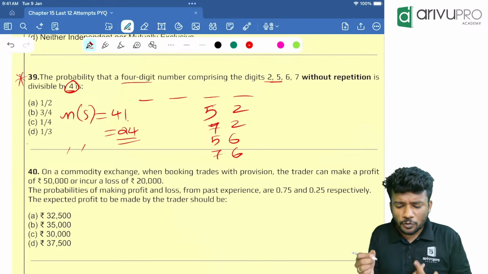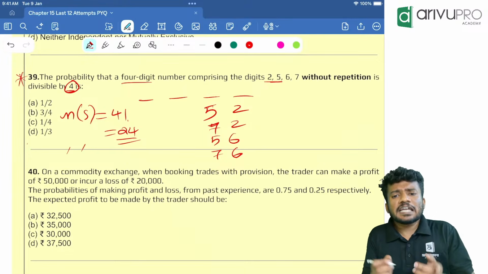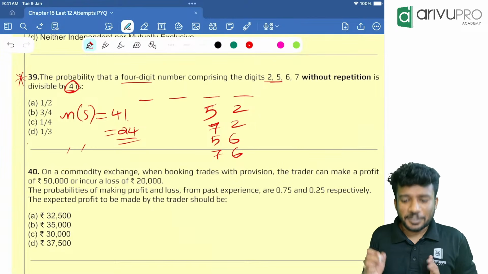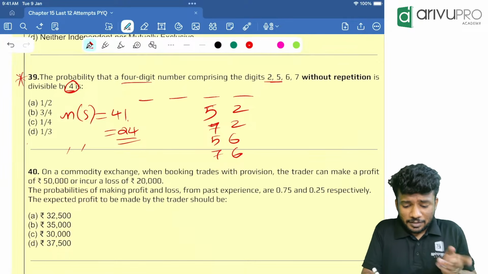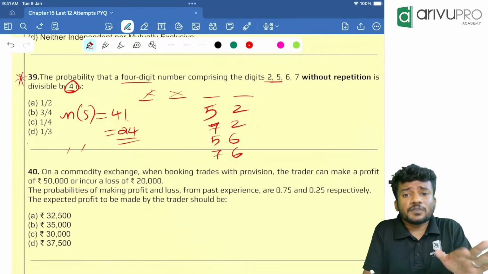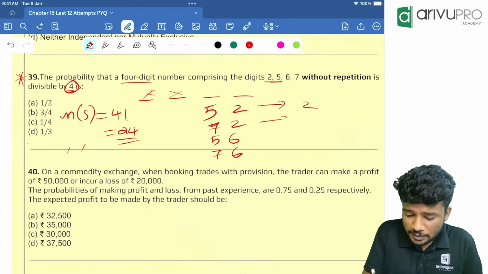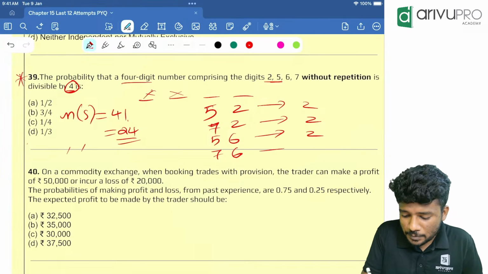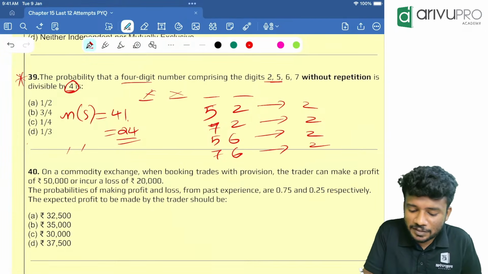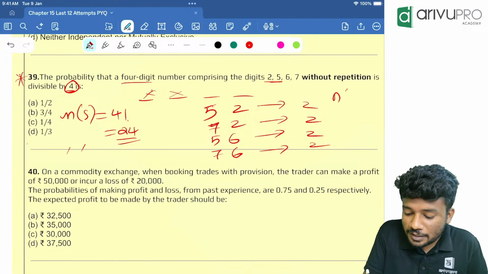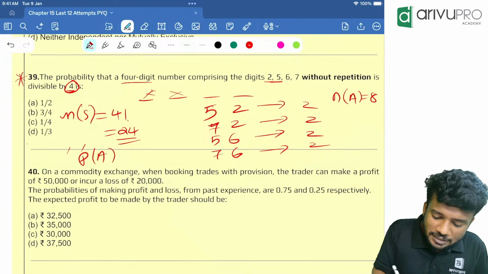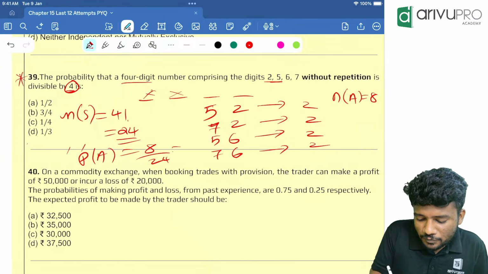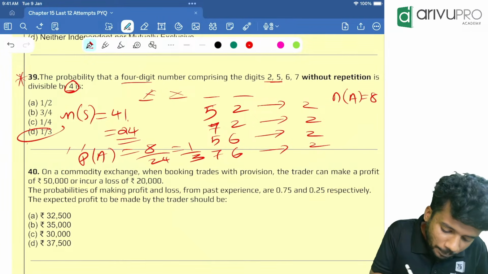Coming to the numerator part. Now, people, we can rearrange it multiple ways, right? So 52 will be here, but the other 2 numbers can be rearranged here and here. So 2 possibilities, 2 possibilities, 2 possibilities, 2 possibilities. Adding everything, 8 possibilities are there. So n of A is equal to 8. Then P of A is 8 by 24, which is equal to 1 by 3. Option D is the answer.